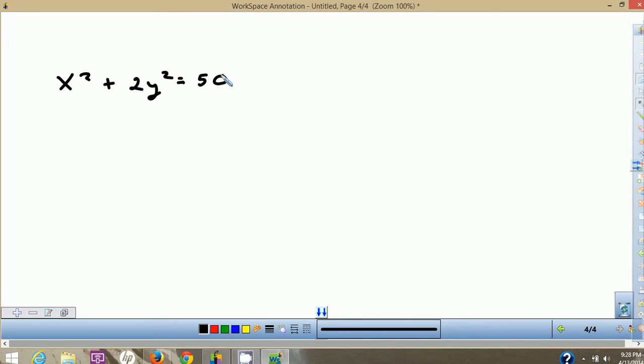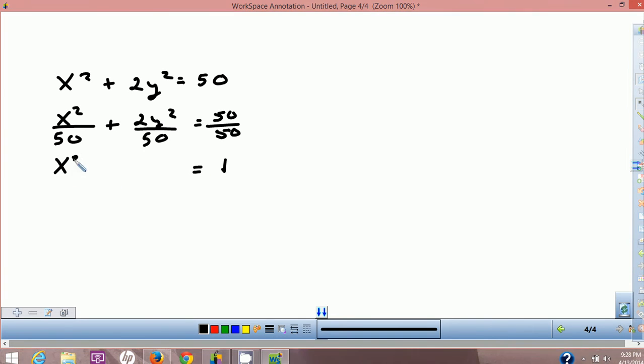So what am I going to do with this? Well, first of all, we need to get rid of this 50. Remember I said it was important that we were equal to 1. So I'm going to divide everything by 50. X squared over 50 plus 2y squared over 50 is equal to 50 over 50. That's going to give me my 1 on this side. And over here, I'm going to leave this for a moment as x squared over 50. We'll come back to that in a minute.